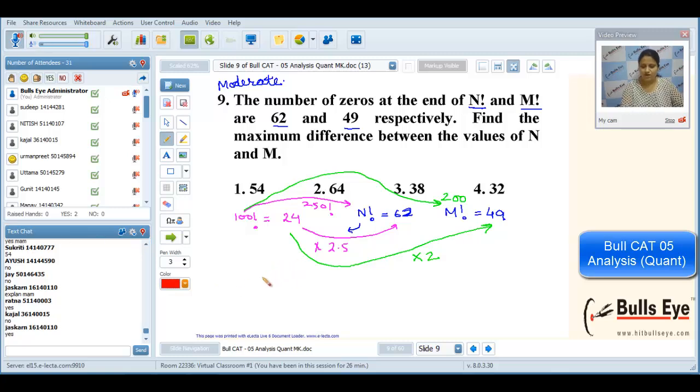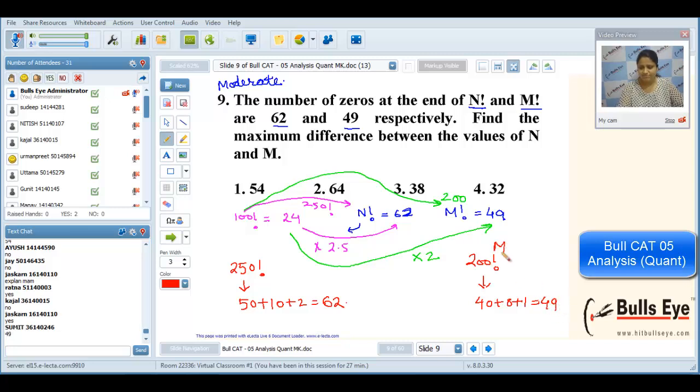Yes, okay. Now, first of all, we will find the number of zeros in 250 factorial, because I have got a range, 250 factorial. If you go by the logic, we will find the power of 5. What is the power of 5 here? It will be 50 plus 10 plus 2. It means it will be 62. Now we will find 200 factorial. In 200 factorial, what is the number of zeros? It will be 40 plus 8 plus 1, I mean 49. So my m will be 200, my n will be 250.